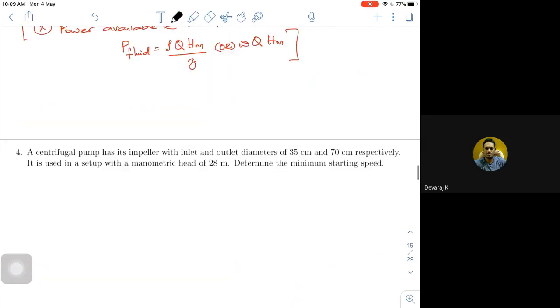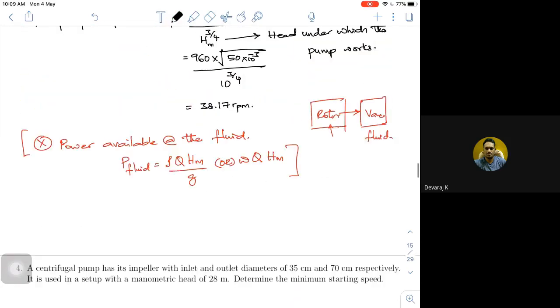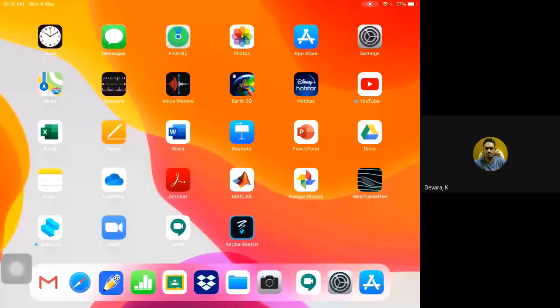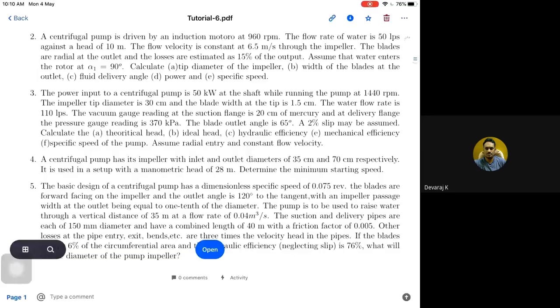So this is about your second problem. I'll show the third problem. The third problem is almost very similar to your first two problems. The theoretical head and the ideal head: the theoretical head is the manometric head, and the ideal head is our HM, the manometric head under which it's working. So that's the only difference.